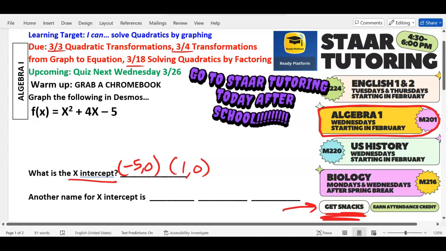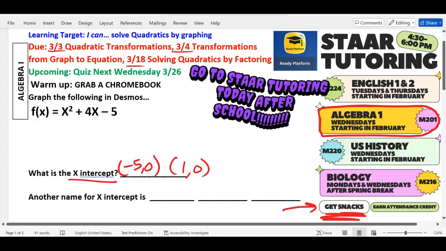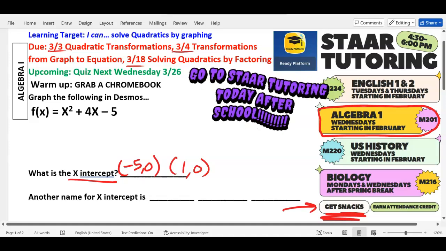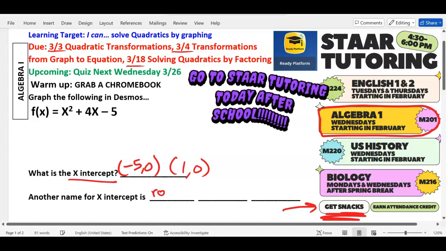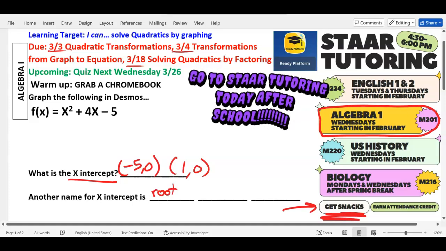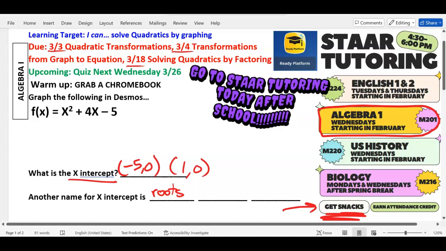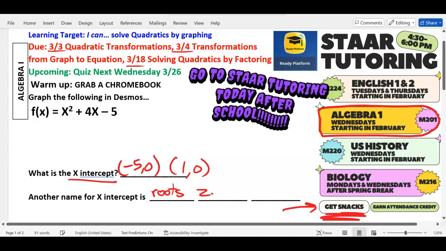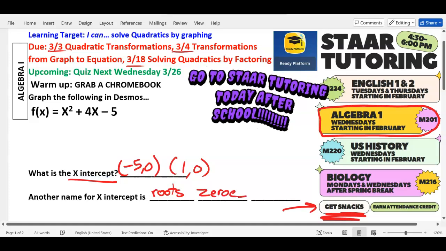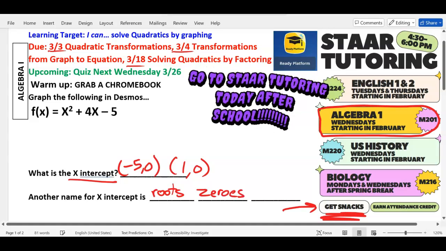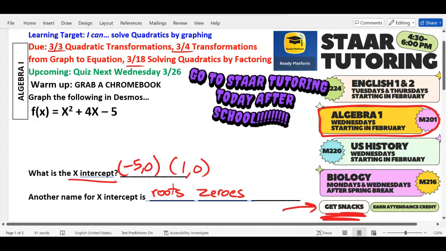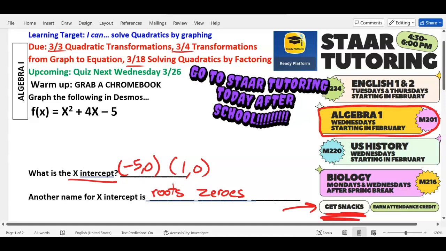Graph it. What's the x-intercept? But you got to know this bottom part. So everyone lock in right here at the bottom. Another name for x-intercept is roots. Sometimes they're going to say, what are the roots? And what do they mean by roots? X-intercept. Sometimes they're going to ask you for the zero, the zeros. What does 0 mean? It's the x-intercept.